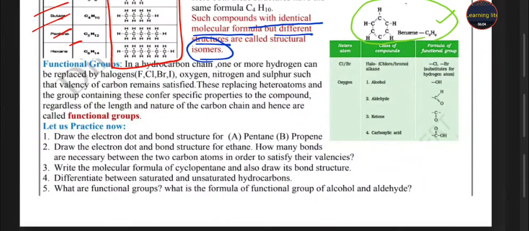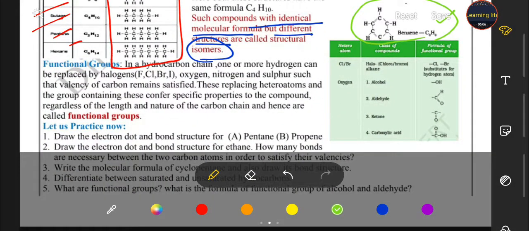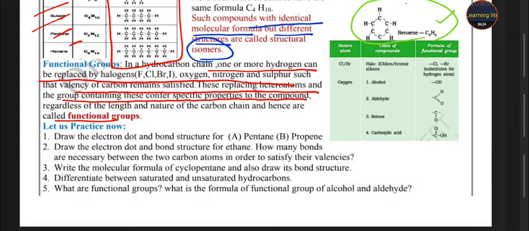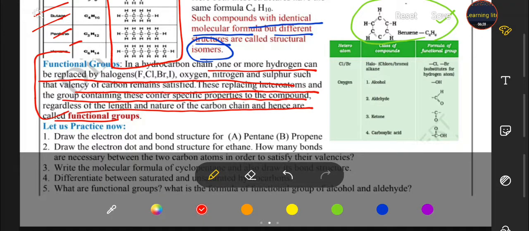Clear, students? Next is our functional group. In a hydrocarbon chain, when one or more hydrogens are replaced by halogens, students, the valency is satisfied, and these are called the functional group. Okay, this is the definition of functional group. There are different functional groups, students, given in that table.